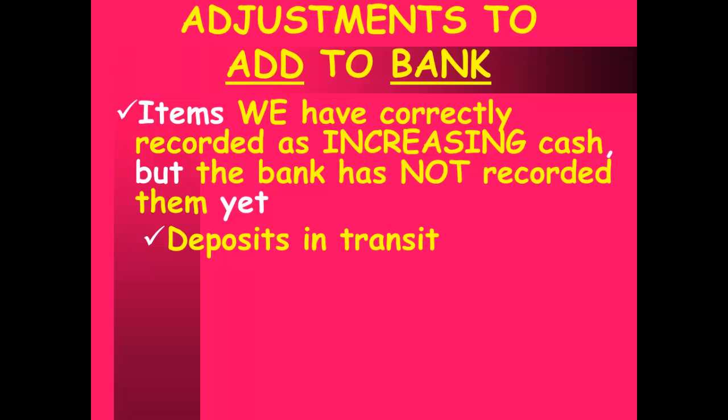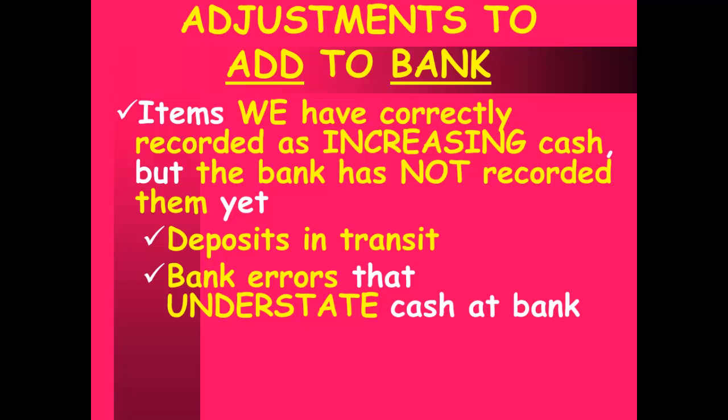So what if on the last day of the year, on December 31st, I went to the bank and I made a deposit at 4 p.m. When I get my bank statement that cuts off on December 31st, is it going to show that deposit being made? No. So a deposit in transit is a deposit that I made that hasn't yet shown up on the bank statement. What does it mean if something is in transit? It's in process. It's on the way.